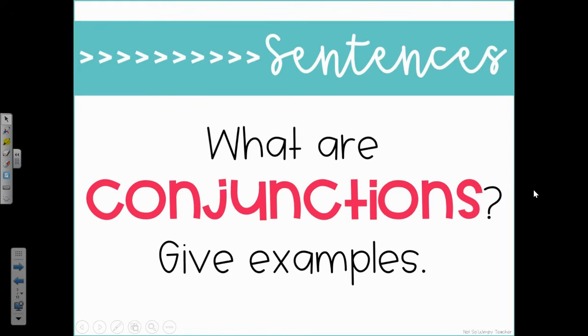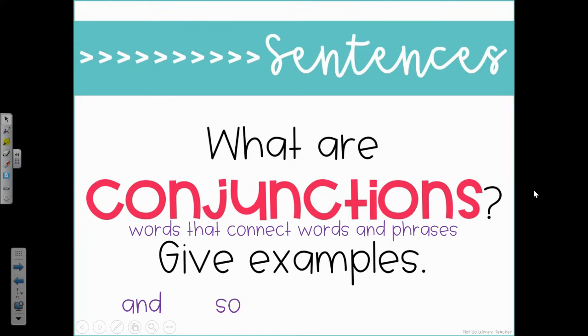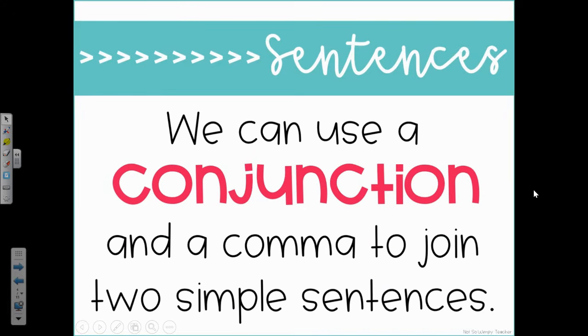Now, before we go on to compound sentences, we must remember what conjunctions are. Remember a few weeks ago, we talked about how conjunctions are a part of speech. Those are words that connect words and phrases together in our writing. Here are some examples of conjunctions: and, so, but, because. Now, there are several more examples of conjunctions, but these are common ones that we see and use in our writing. Remember, conjunctions are like glue that hold our sentences together.